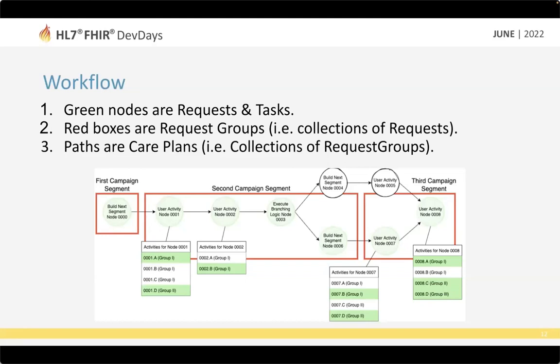Red boxes represent the request groups. These are collections of requests. Request groups are very important because they capture the ordering and timing between the different nodes. And finally, all of it comes together under a care plan. And at the highest level, the care plan is used to represent the campaign. Activities within the care plan are the request groups themselves.